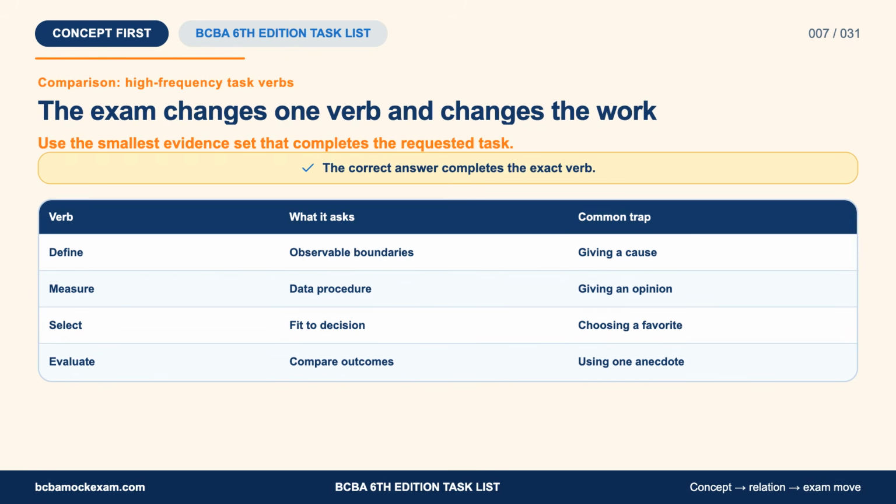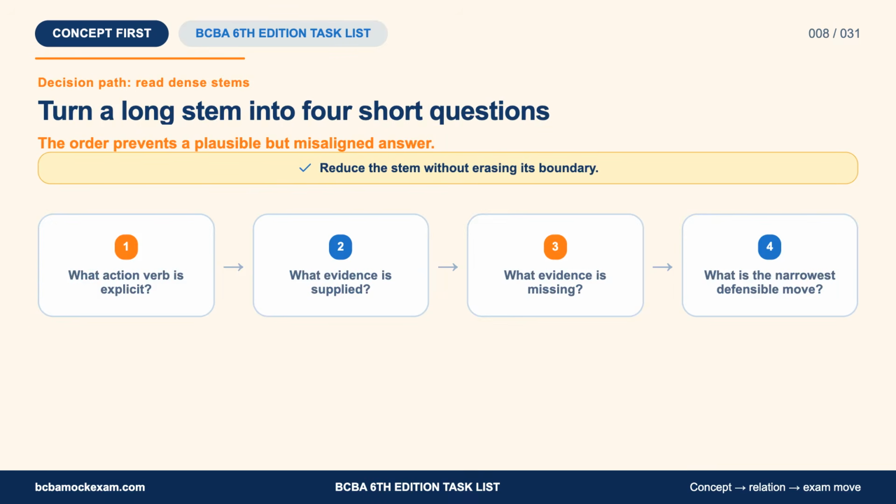The matrix is a decision aid. It keeps the target, the fit, and the trap in the same frame. Keep this rule in view. The correct answer completes the exact verb. Follow the events from left to right, because the same words can mean different things in a different position.